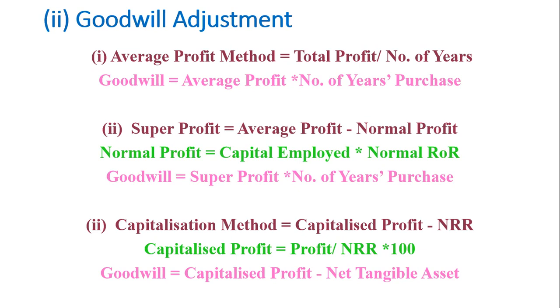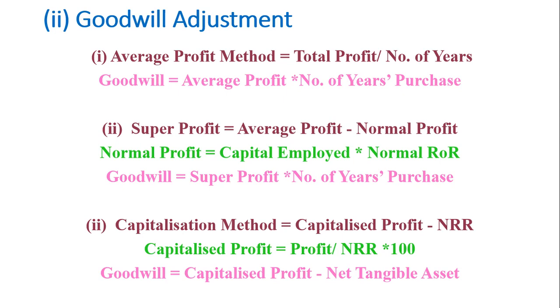Here normal profit is usually computed with the capital employed in the business into the normal rate of return. So super profit is the abnormal profit identified by calculating the difference of average profit and normal profit. That super profit into number of years of purchase will give us the goodwill.